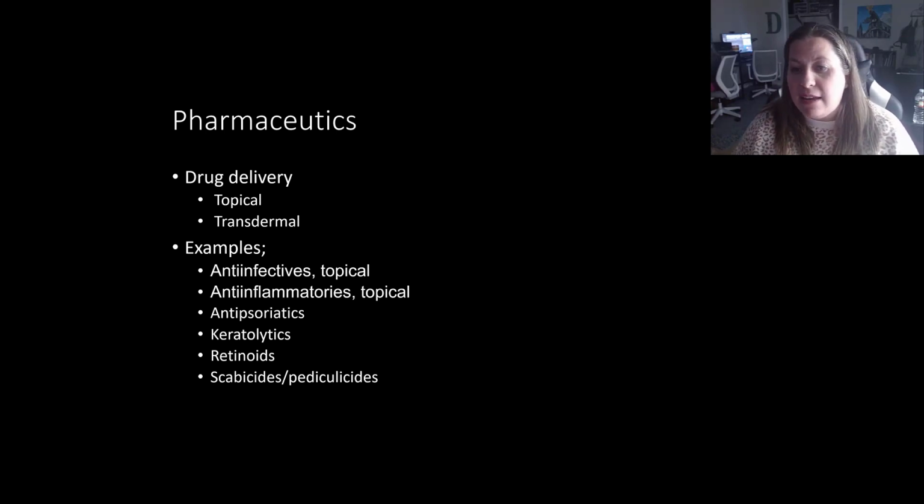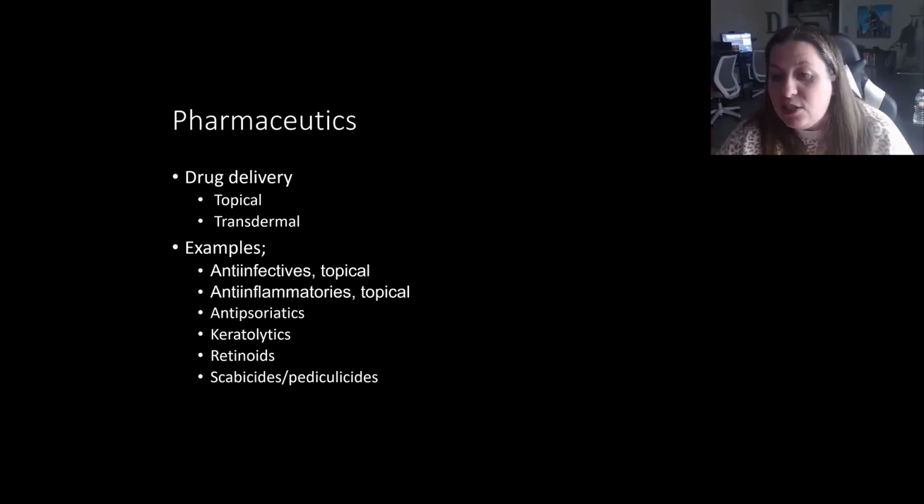We do have some examples here. So you have anti-infectives, which are topical. They inhibit the growth or kill microorganisms on the skin. Anti-inflammatories are topical. They reduce inflammation. Anti-psoriatics are going to be used to treat psoriasis.